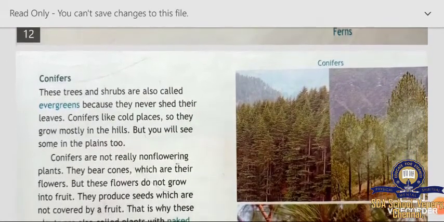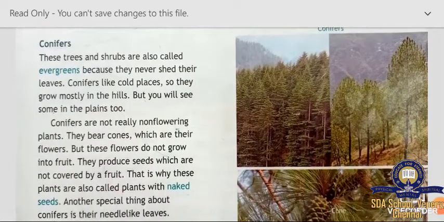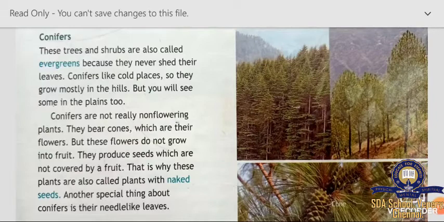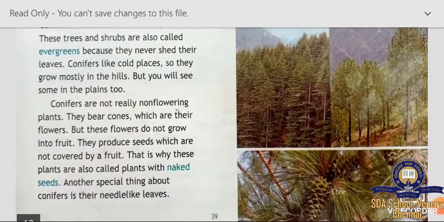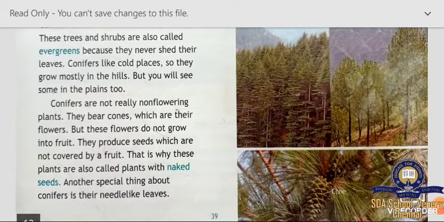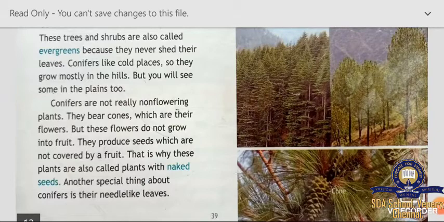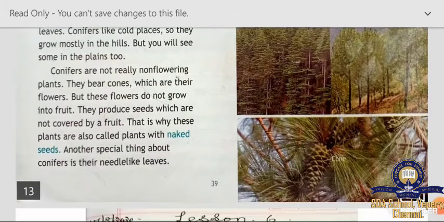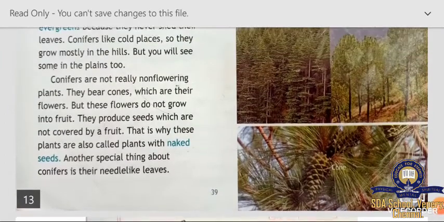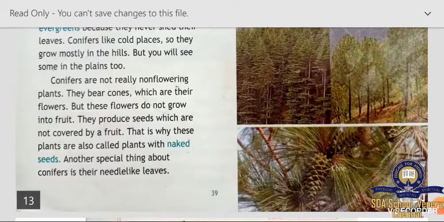Next we see conifers. These trees and shrubs are also called evergreens because they never shed leaves. Conifers like cold places, and so they grow mostly in the hills. Hills always look green, but you will see some in the plains too. Conifers are not really non-flowering plants. They bear cones, which are their flowers. But these flowers do not grow into fruit. They produce seeds which are not covered by a fruit. That is why these plants are also called plants with naked seeds.